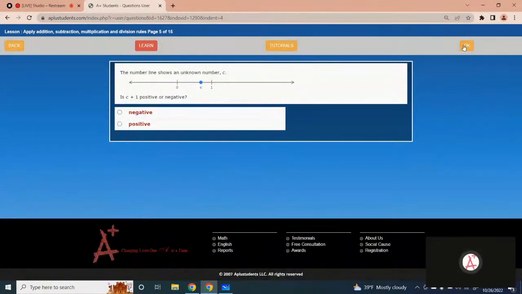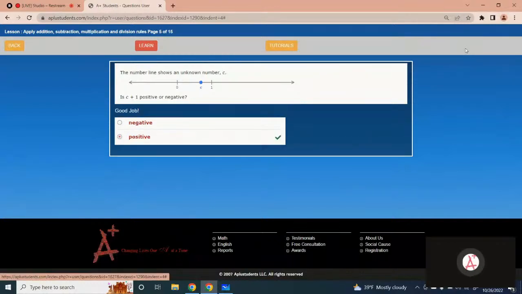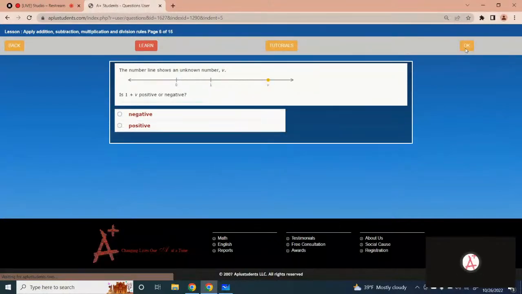Okay, the next one is the number line shows an unknown number c. Is c plus 1 positive or negative? So do you know the answers? Is it positive or negative? Please write the answer in the live chat box if you know the answer. Is c plus 1 positive or negative? It is positive. Got it? Because c is at the right hand side of the 0, c is positive, and also the one you are adding is a positive number, so it would be positive.